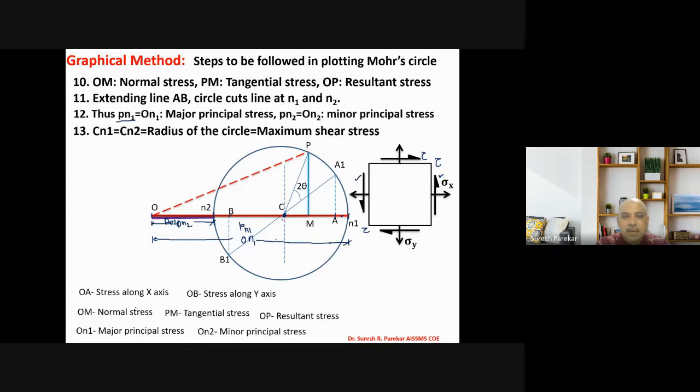And then we will have Cn1 or Cn2, that will be radius. So we can have this Cn1. So you can have Cn1, you can have Ca1, Cb1, then you can have Cp, then you can have Cn2. So all these have radius of the circle. And then measure this radius of circle, that gives me maximum shear stress.